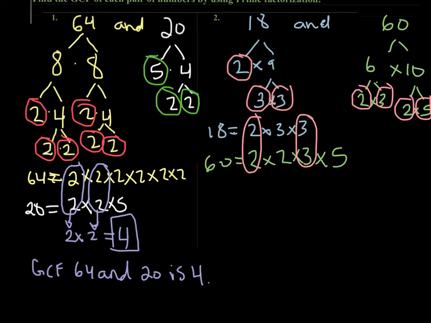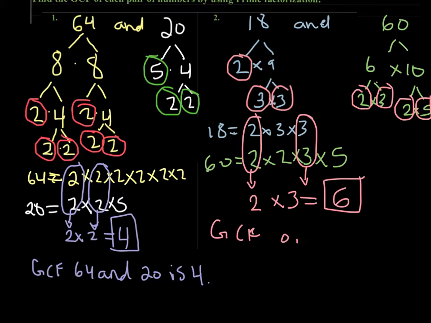Step number 6. Let's multiply all the common prime numbers. So bring this 2 down times this 3. 2 times 3 is 6. That means our greatest common factor of 18 and 60 is 6. So you can say GCF of 18 and 60 is 6.